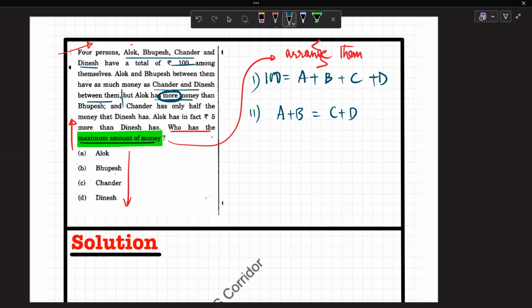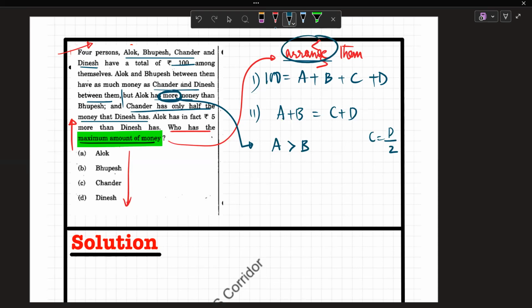Now since you have read the question that we need to arrange them, from here what will you conclude? Alok has more money than Bhupesh. Chandar has only half the money that Dinesh has. Here everyone will write C equals D by 2. Chandar has half the money of Dinesh. But what will you people write?